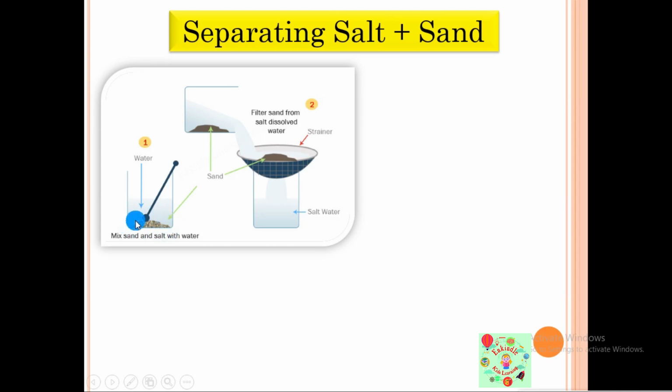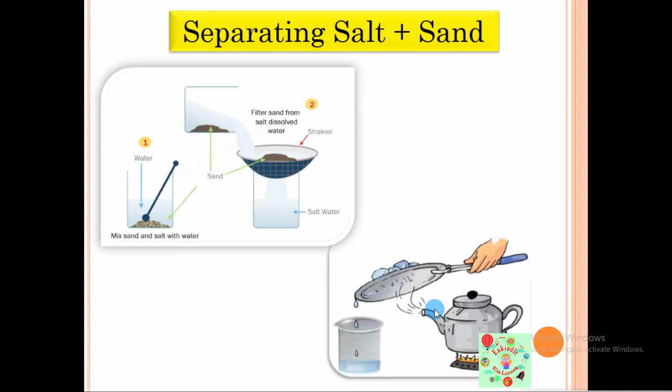This is called sedimentation. After the sedimentation process, you will have to separate the liquid from the solid. You can do this either by decantation or filtration. What is decantation? Pouring out the liquid without disturbing the impurities. Or filtration, that is separating the liquid from the solid. Once you have done this, you will be left with salt water. Now how to separate salt from water?